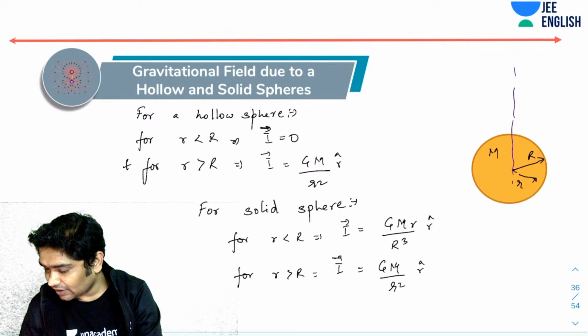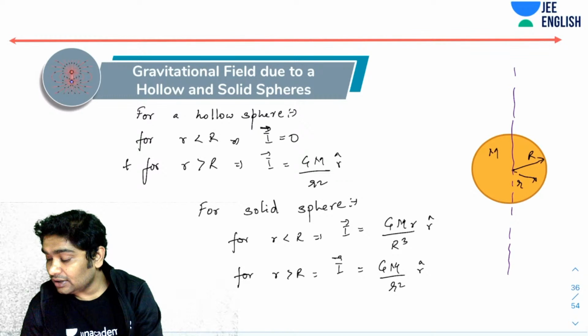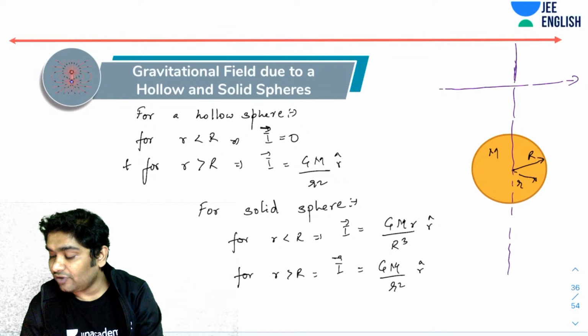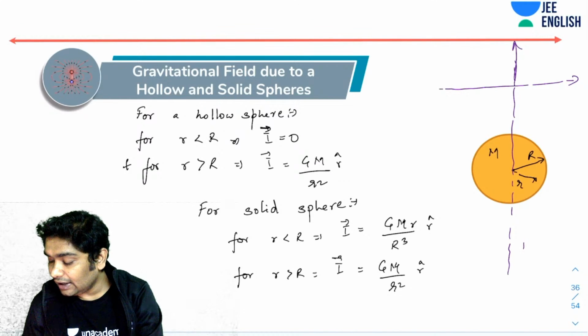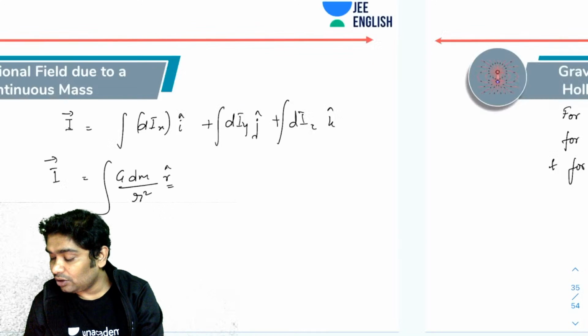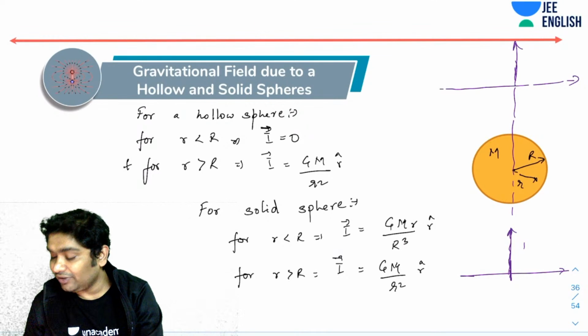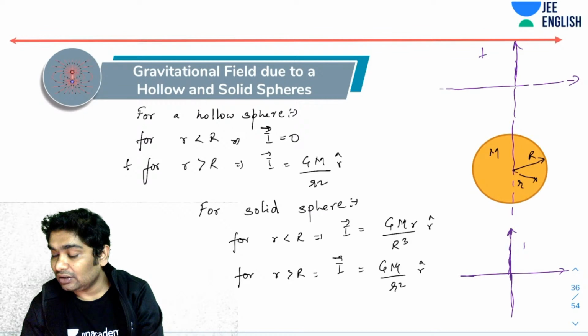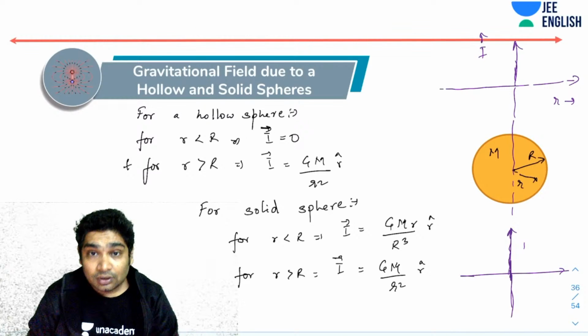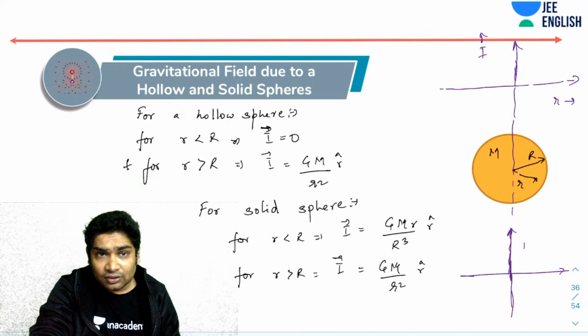So if I'm talking about the magnitude, then I'll have one graph. If I'm talking about the vector, then I'll have another graph. Please note. So here, let's say I'm drawing the graph for the I vector against small r.